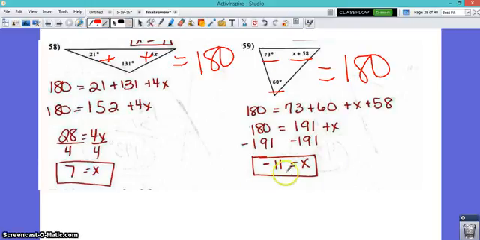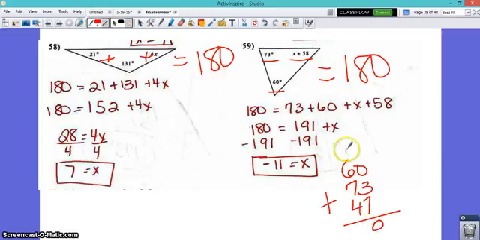Now, you can get a negative number, because if you look up here, you have 60 and 73. Now, what is a negative 11 plus 58? Well, that's 47. So let's go ahead and, this is 0, 1, 7, 14. Okay, and that's 180. So then I know that I'm right. Even though you get a negative number here, it actually comes out to be true, because this is actually 47 degrees.